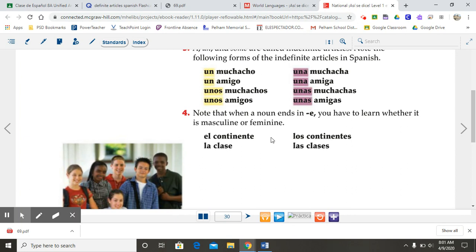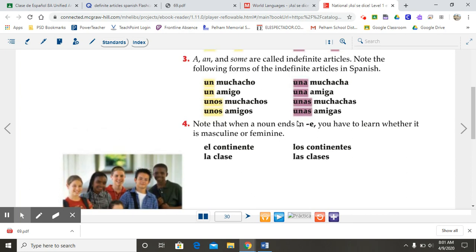In the classroom, I would show you the word for light. The word for light ends in a consonant. And sometimes I would show you another word that ends in e. Because when you get a consonant or an e at the end, you have to know the gender. But this you just learn as you learn the language. So, for example, we have el continente. That means the continent. La clase, los continentes, and las clases.